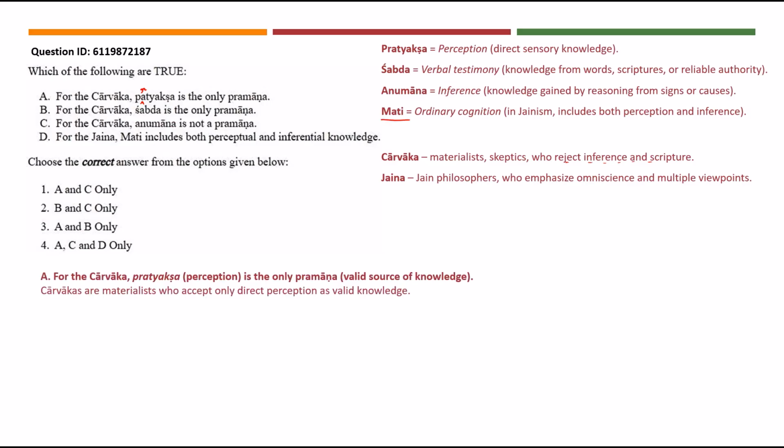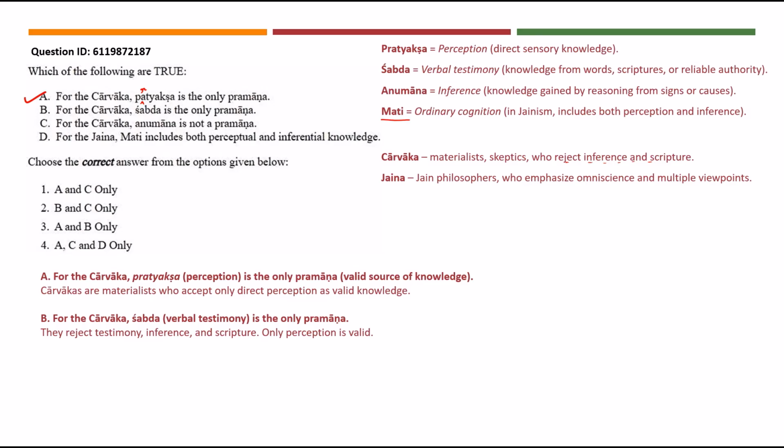We will start with the A statement. For the Sarvaka, pratyaksha is the only pramana. Already we saw this point in the earlier question. For the Sarvaka, perception is the only valid source of knowledge. This is right. Sarvakas are materialists who accept only direct perception as valid knowledge. A is definitely true. What about B?